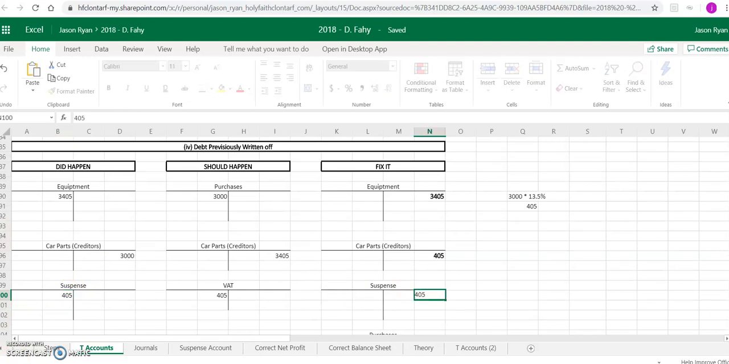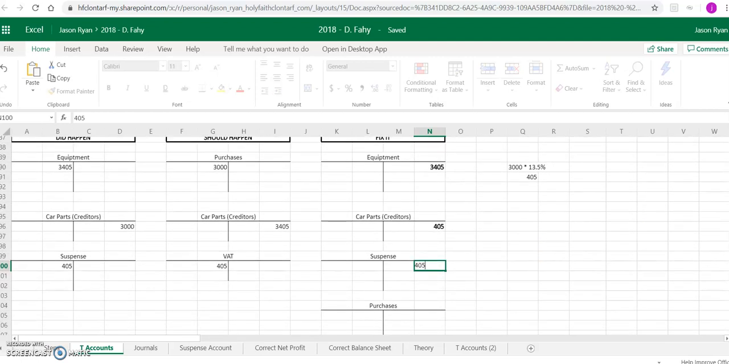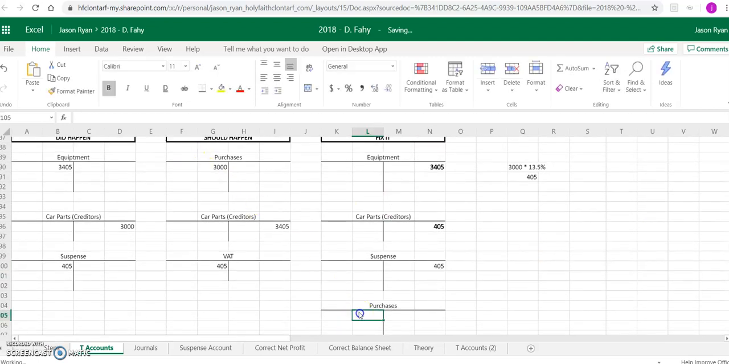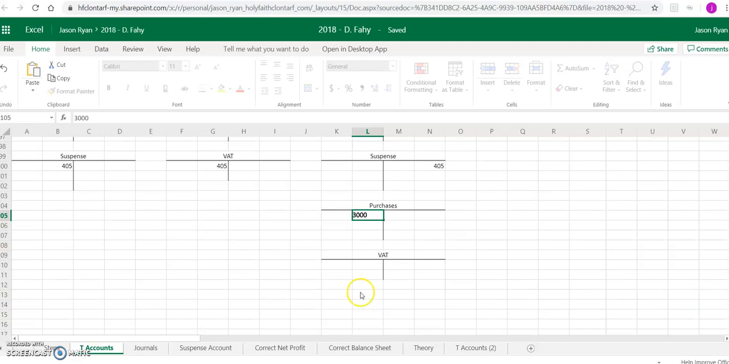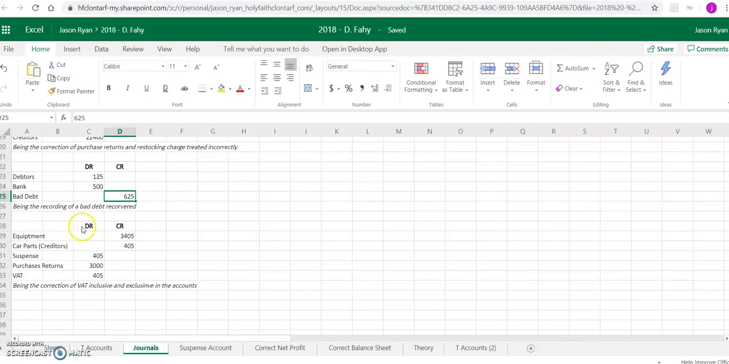on the credit side. We've got our purchases then, we need 3,000 on the debit side, so 3,000 goes on the debit side. We have our car parts done already, and then you need VAT then, debit your VAT, 405. So your journals will look like this.